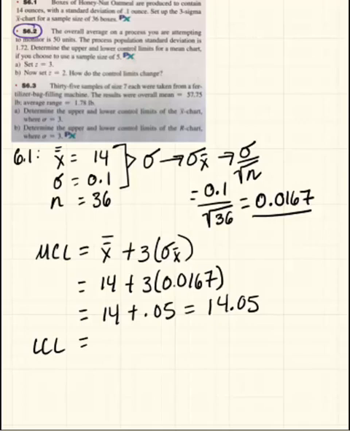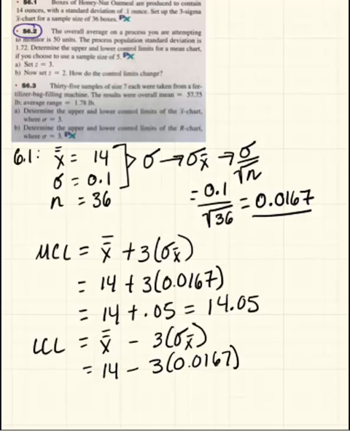And then our lower control limit is going to be calculated similarly, but it's minus 3 times the standard deviation of x bar, of the sample standard deviation. So we'll have 14 minus 3 times 0.0167. So ostensibly it's going to be 14 minus 0.05, and it should give us... I'm sorry. It should give us 13.95.